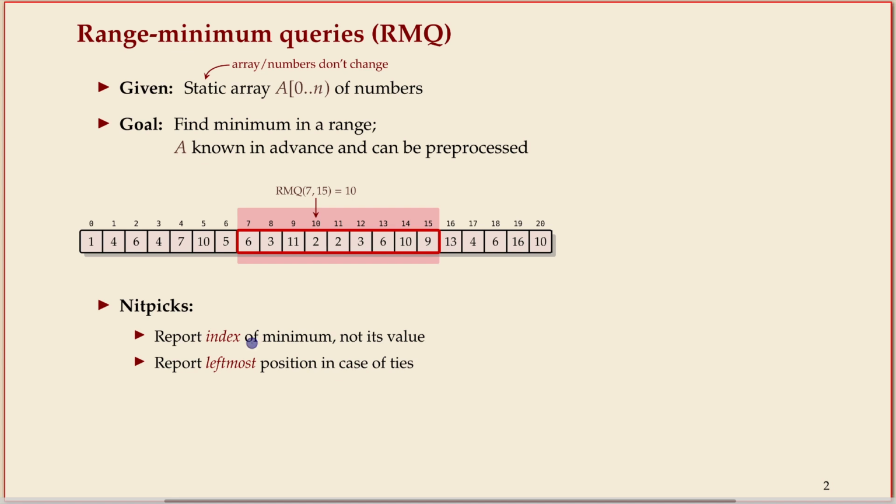Two nitpicks about this. I'm not asking for the value of the minimum. I'm asking for the position. So you're returning an index, not a value here. So you would return 10. And if there's ties, then we take the leftmost of those occurrences. Somewhat arbitrary, but that's the conventional way to resolve ties here. So far, so good?